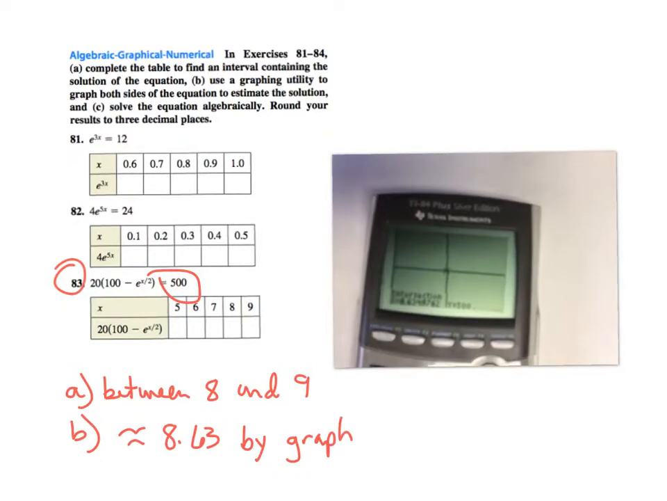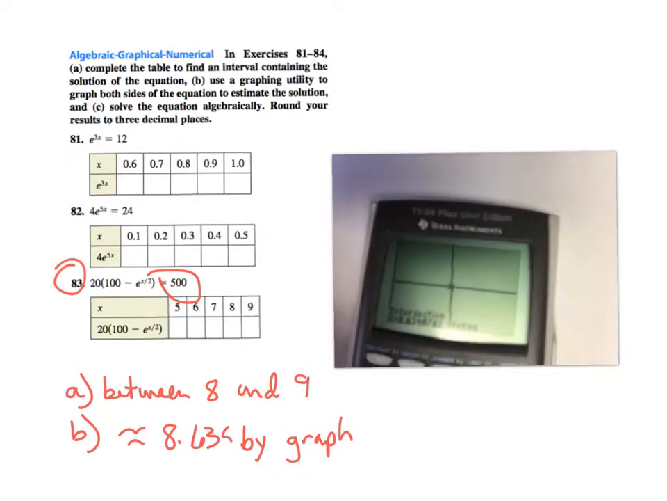Okay, and it did say to 3 decimal places, so 8.635 is a better answer.